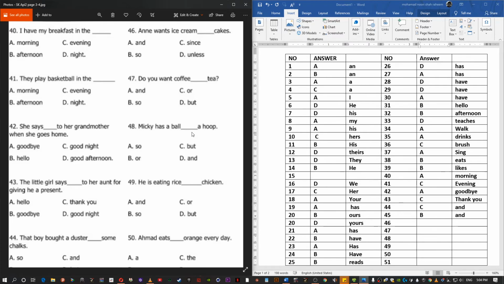So never mind. Janganlah pula kau rasa bosan buat kerja ni. Okay, kalau kau rasa bosan, let me know, nanti I will give you a very tough work after this. Okay? Alright. Okay, 46. And once ice cream, cakes, and since, so unless, and 46 is okay.